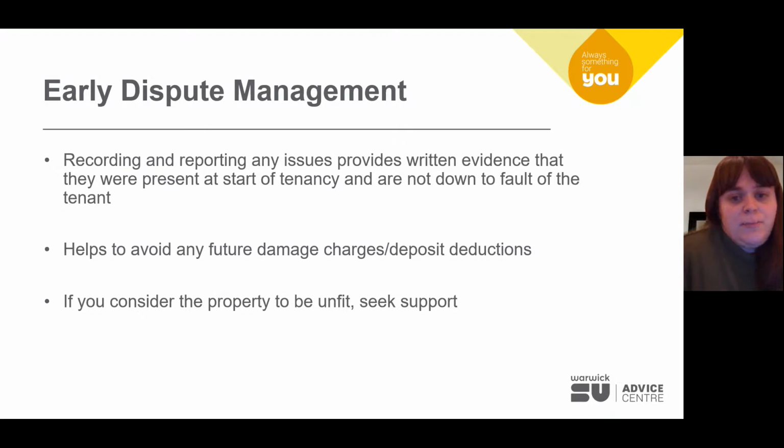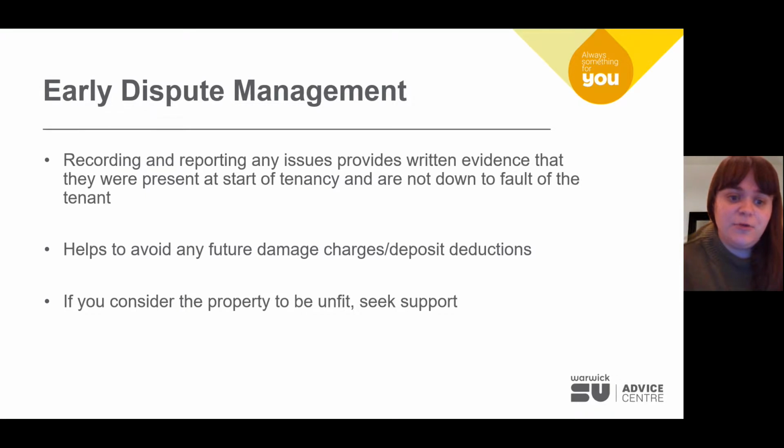So early dispute management. So we encourage you to do all this to avoid any disputes later down the line and manage that at the start of the tenancy to avoid it affecting you later. Recording and reporting any issues provides written evidence that they were present at the start of the tenancy. So they show that those issues aren't due to the fault of the tenant or a fault during that tenancy, but they were actually there when you moved in. As I've said, this helps to avoid any future damage charges and any deposit deductions.